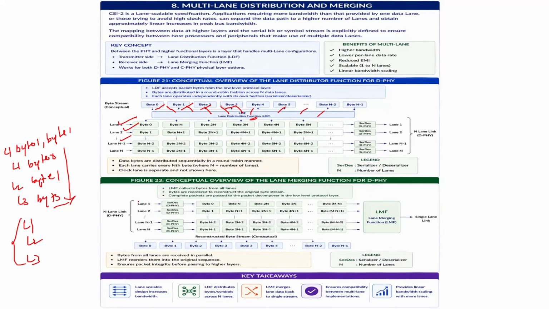See here, lane distribution management, we are transmitting the data by using D-PHY lane. How is the D-PHY lane transmitting? We have two lanes, lane 1 and lane 2. So in lane 1, byte 0 is transmitting, and in lane 2, byte 1 is transmitting. Again lane 1, again lane 2, lane 1, lane 2.